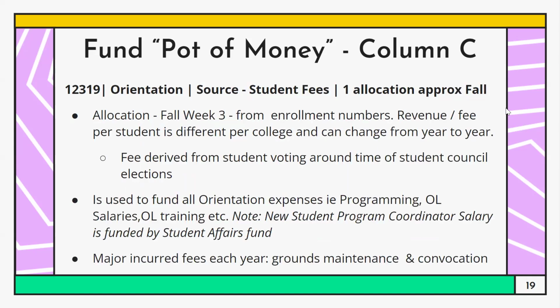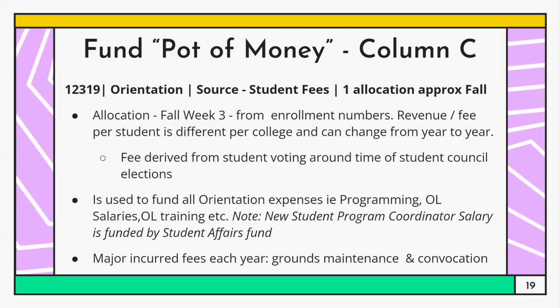And then finally, we have 12319. This is the orientation fund. It comes from student fees billed from the student accounts, and we get one allocation approximately in the fall. Typically, that allocation comes week 3 because they're waiting for enrollment numbers to stabilize. The revenue or fee you get per student is different for every college and can change from year to year. This fee is also derived from student voting that's done around the same time as student council elections.